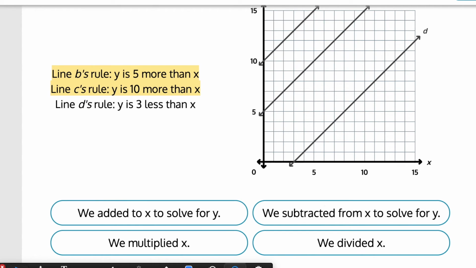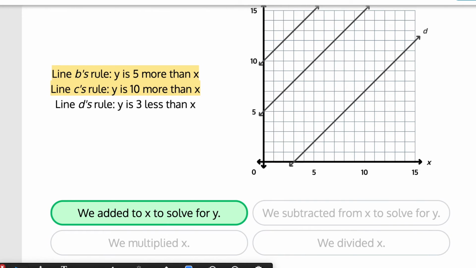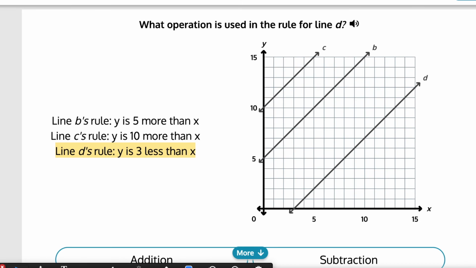So let's look at these. Okay, this one looks right. We added to x to solve for y. We didn't subtract from x, we didn't multiply x, and we didn't divide x. Let's think about this one. Y is 3 less than x. I'm going to translate this to math speak.